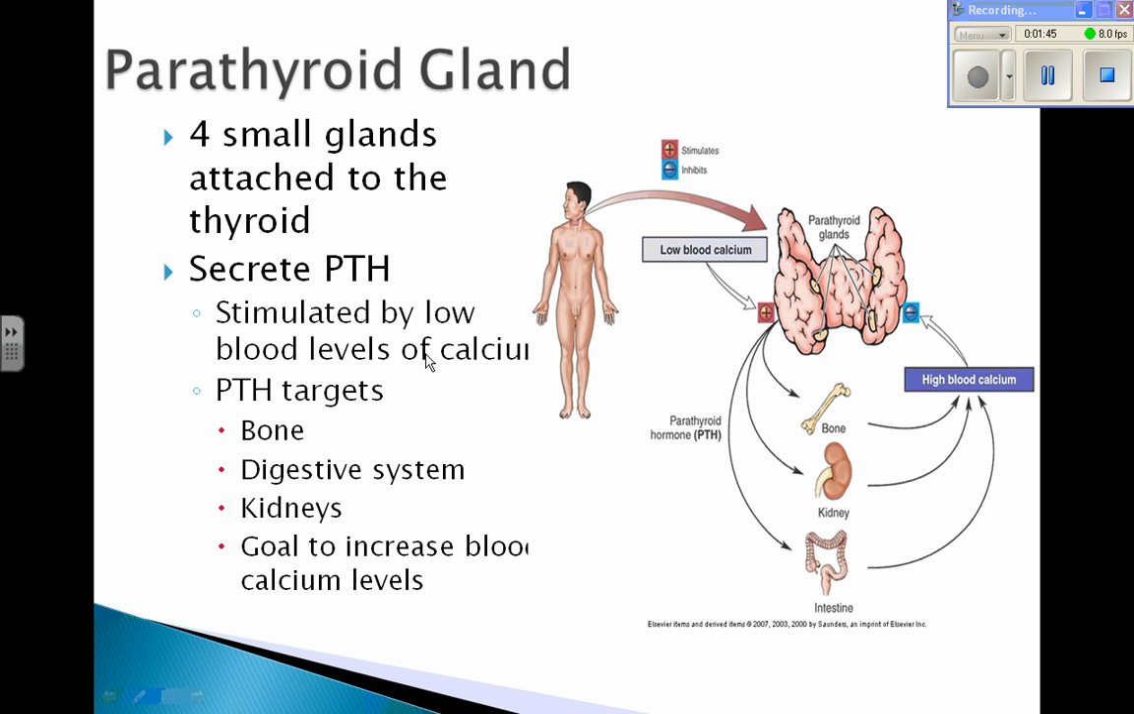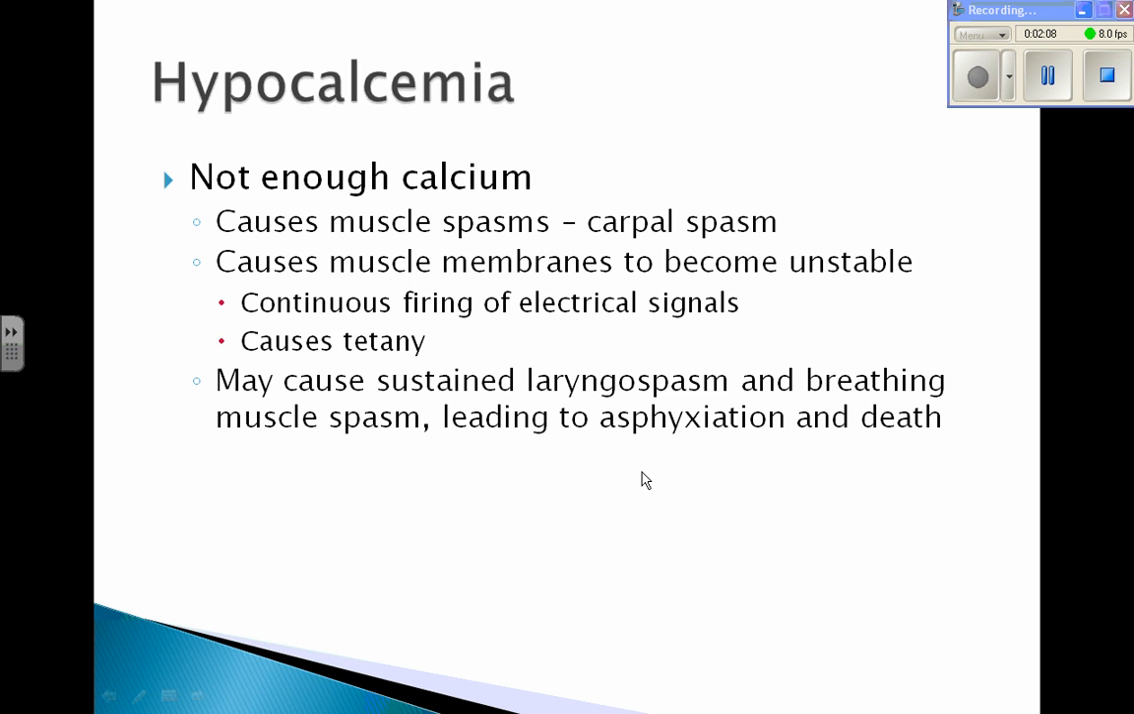Now, opposite of the calcitonin is the parathyroid hormone, and it stimulates an increased movement of calcium from the bone, retention from the kidney and intestines into the circulatory system. So the parathyroid hormone targets bone, the digestive system, and kidneys, and its main goal is to increase blood calcium levels.